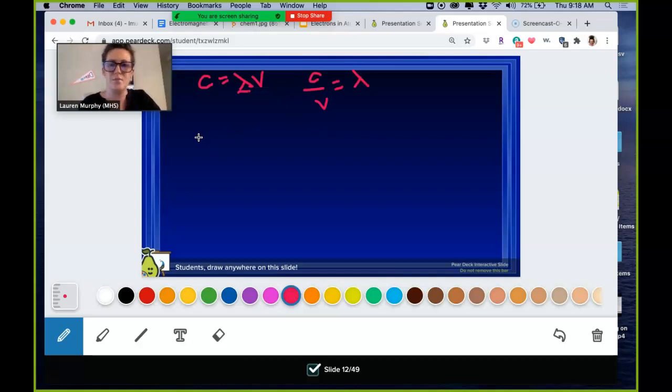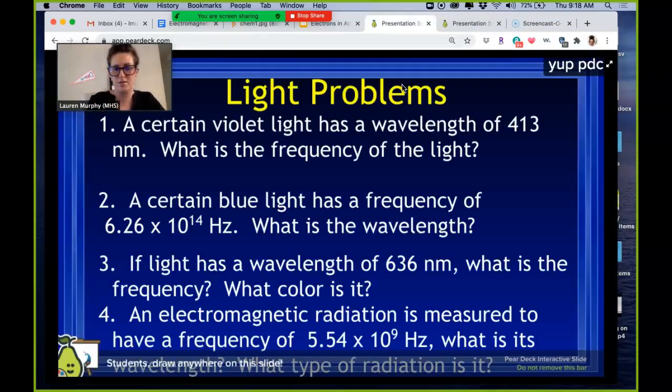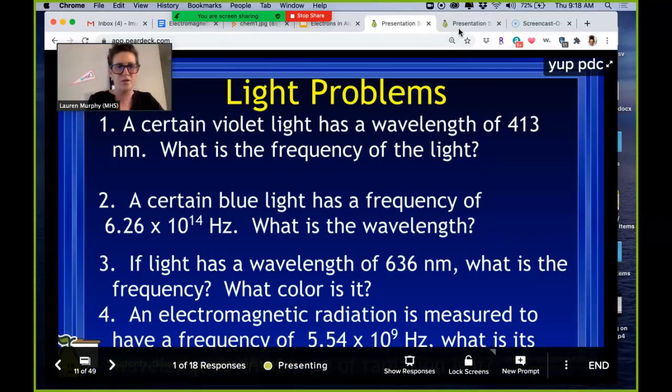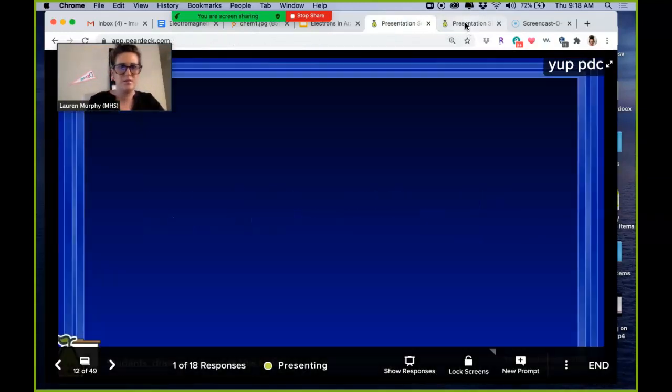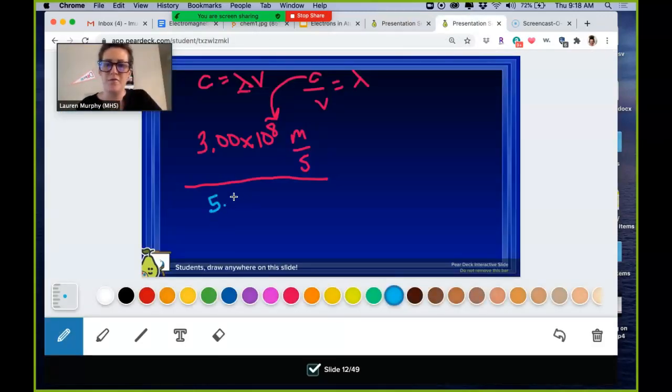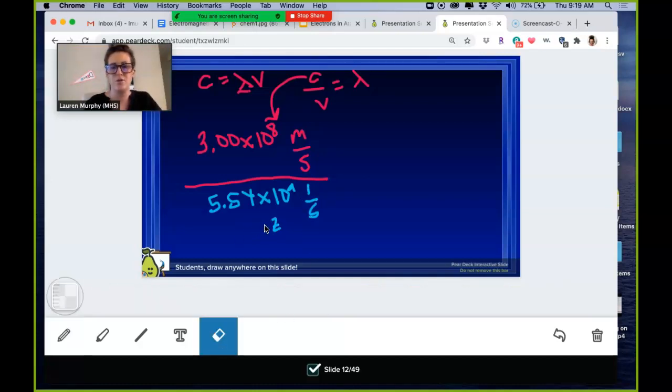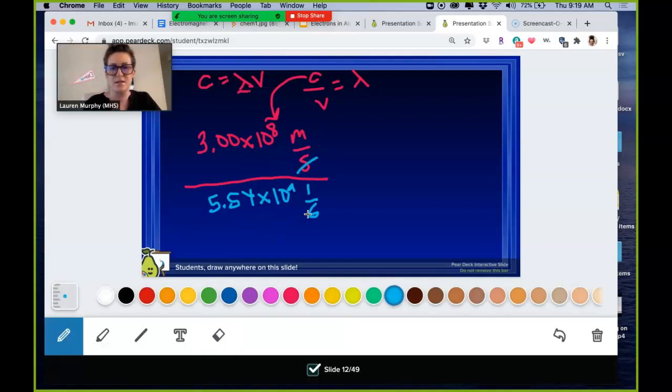Well, C is a set number. It's 3.00 times 10 to the 8th meters per second. There's my C. Divided by frequency goes on the bottom. I don't remember what number they said it was. 5.54 times 10 to the 9th. Now they called it a hertz, but for the sake of units, I'm going to call it 1 over seconds so that we can see how the units cancel, right? The seconds here and the seconds here will cancel, and we're left with meters.